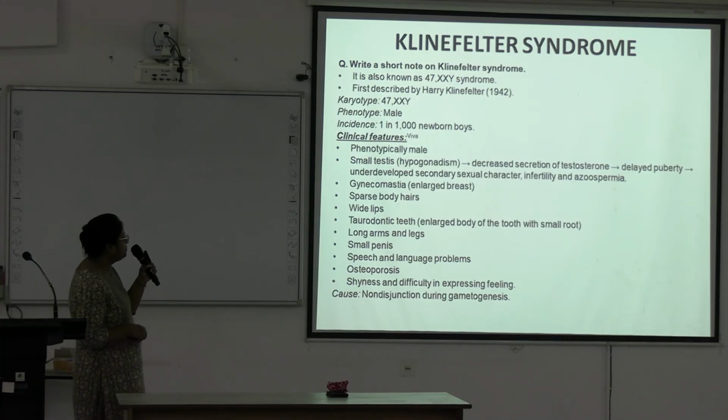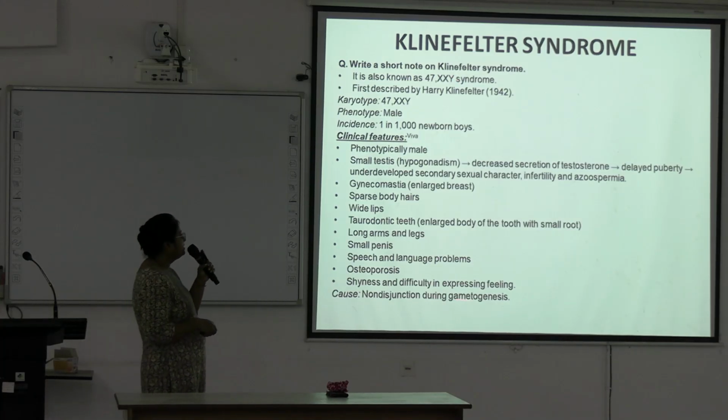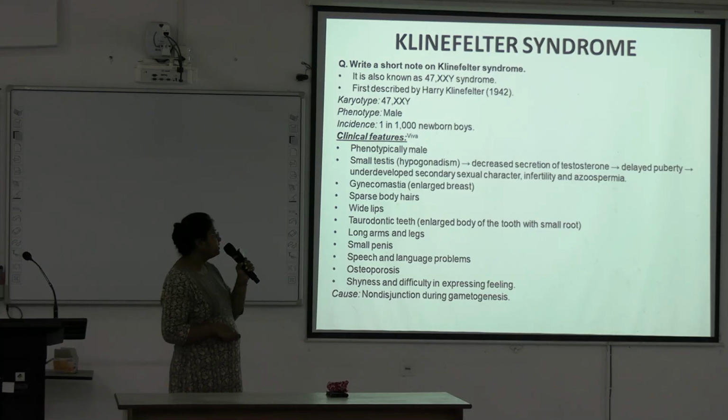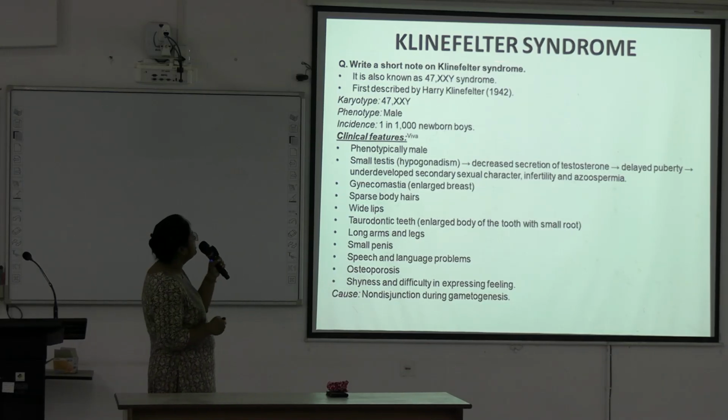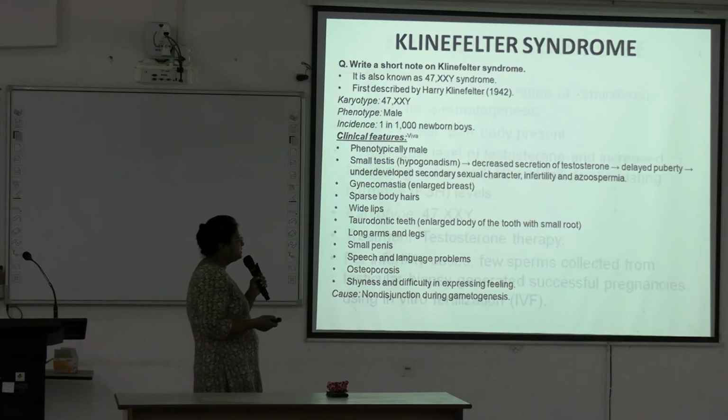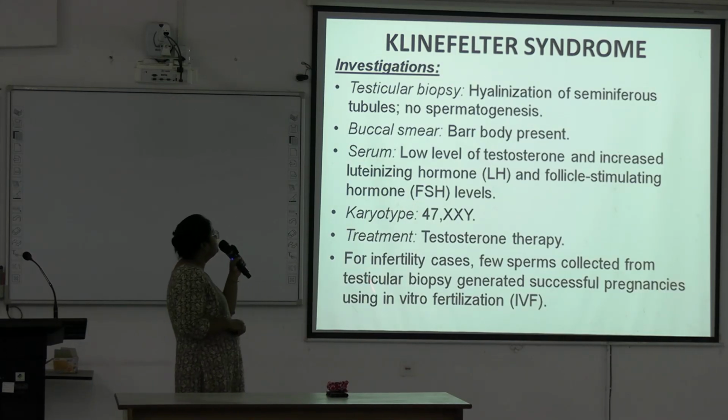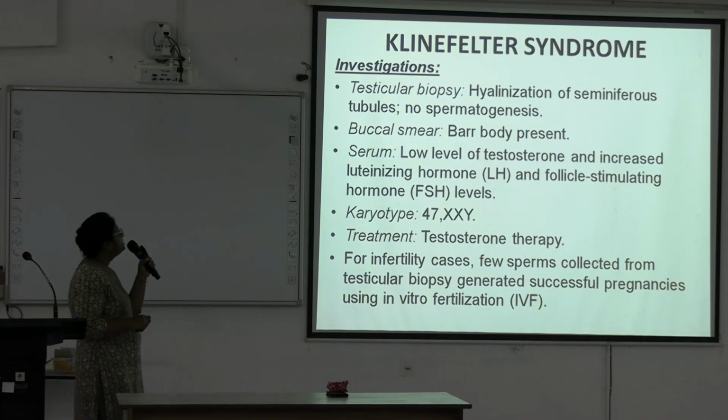The cause is non-disjunction during gametogenesis. Due to non-disjunction, there is one extra chromosome, an extra X chromosome. Non-disjunction of the sex chromosome leads to Klinefelter syndrome. Next, these are the investigations you can do.